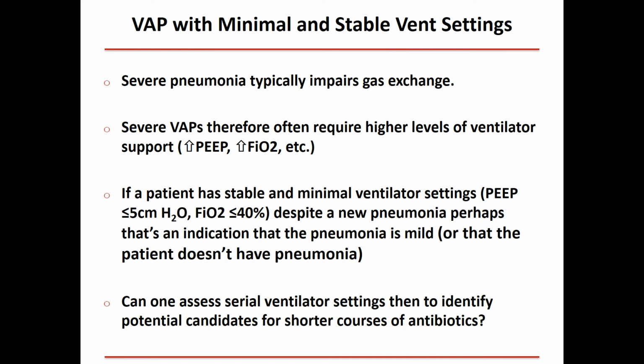So these investigators reasoned that if a patient has stable and minimal ventilator settings, meaning a PEEP of less than 5 and an FiO2 of less than or equal to 40, despite the pneumonia, perhaps that's an indication that the pneumonia is mild or that the patient doesn't have pneumonia at all. Begging the question, can one look at serial ventilator settings to identify potential candidates for shorter courses of antibiotics? In other words, if the patient's ventilator settings are minimal and rock stable, despite the purported ventilator-associated pneumonia, then maybe you can get by with a much shorter course of treatment compared to what you might otherwise have done.